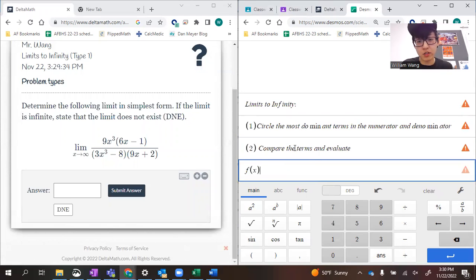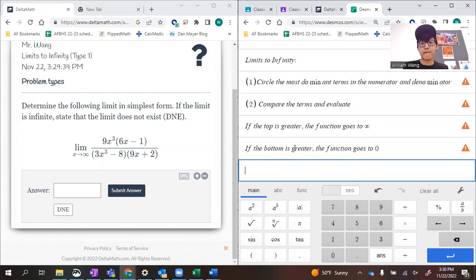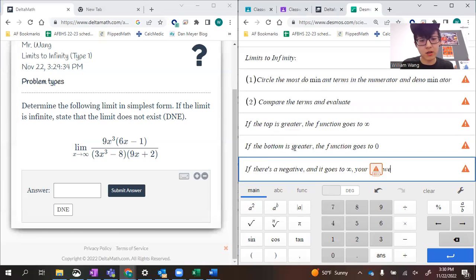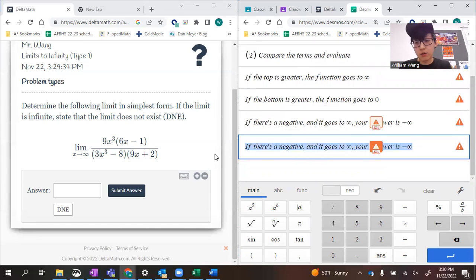Right, so if it's f of x over g of x, actually, how do I write this? If the numerator, or the top, is greater, the function goes to infinity. If the denominator, the bottom, is greater, the function goes to 0. Right, and also remember, if there's a negative and it goes to infinity, your answer is negative infinity. All right, okay. Kind of a lot to write, but hopefully that makes sense.